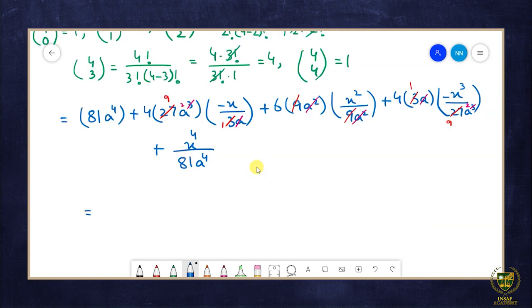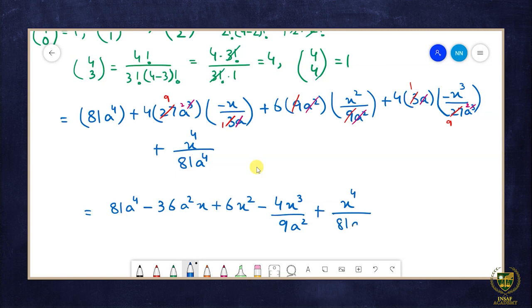अब हमारे पास आ जाएगा 81 into a raised to the power 4 minus 36 a square into x plus 6 x square minus 4 x cube over 9 a square plus x raised to the power 4 over 81 into a raised to the power 4. So this is our final and required result.